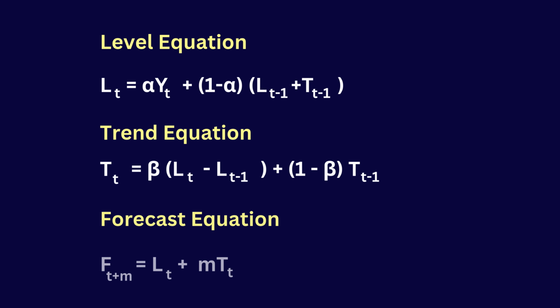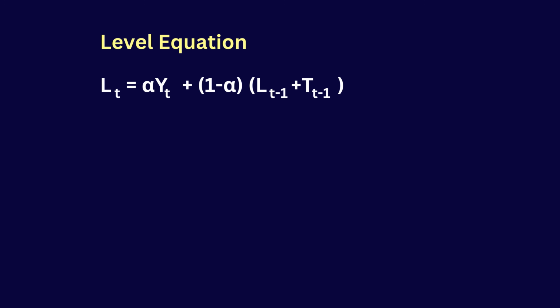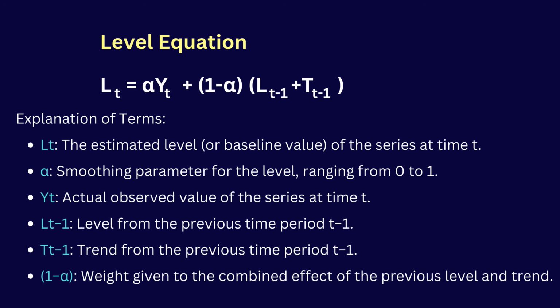These are the key equations for double exponential smoothing. Level equation: L_t = alpha * Y_t + (1 - alpha) * (L_{t-1} + T_{t-1}). L_t is the estimated level or baseline value of the series at time t. It represents the smooth value of the data adjusted for trend. Alpha is the smoothing parameter for the level, ranging from 0 to 1. A higher value of alpha gives more weight to recent data.